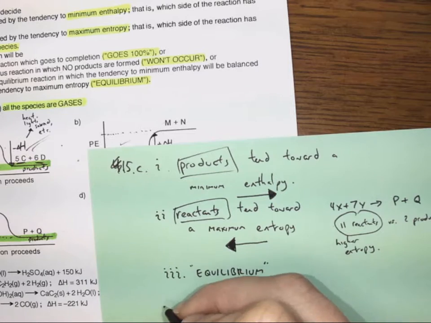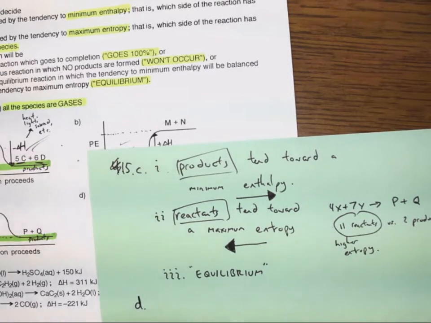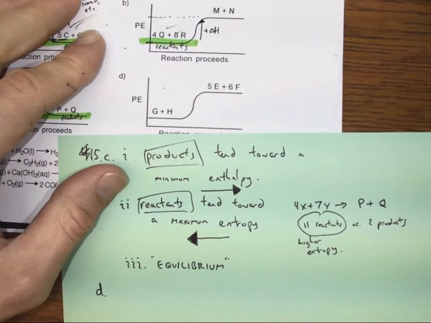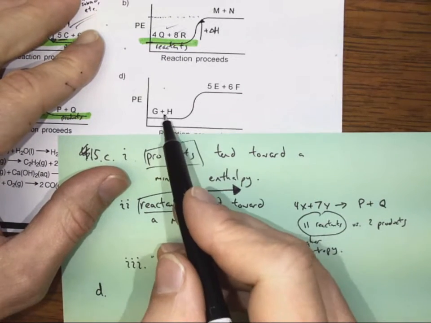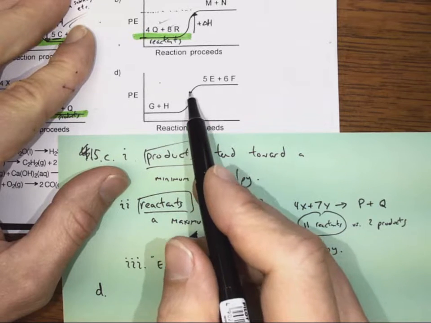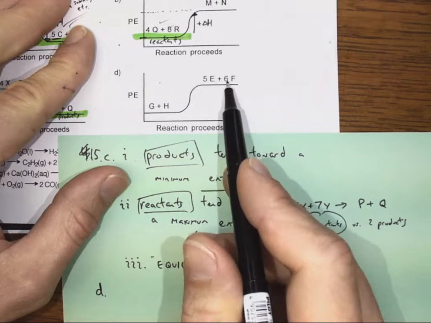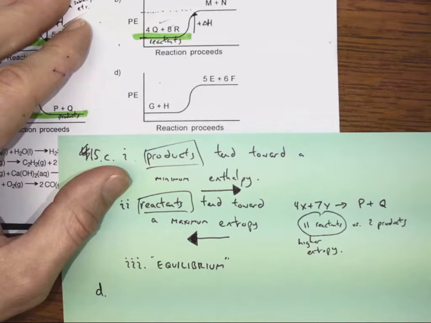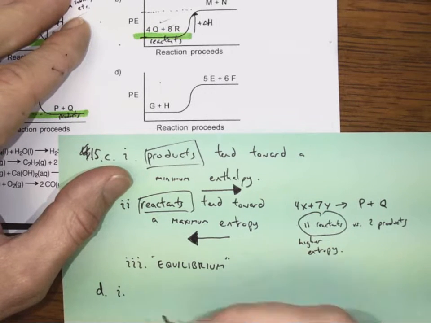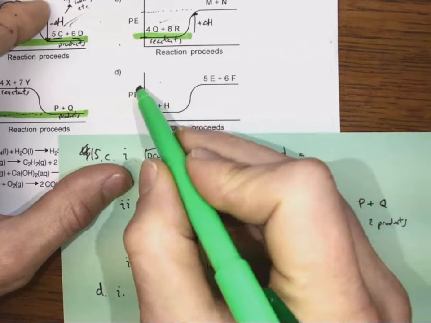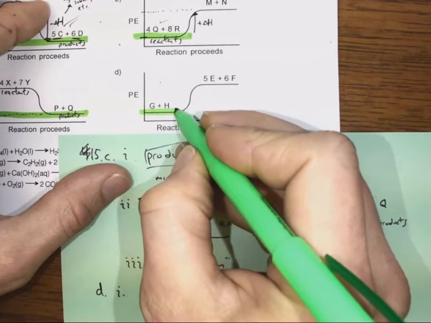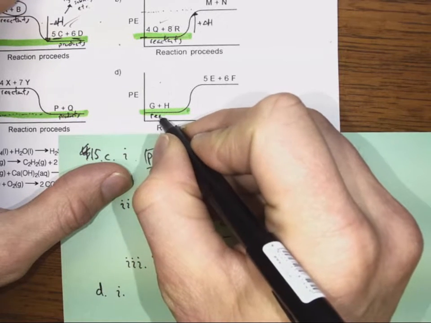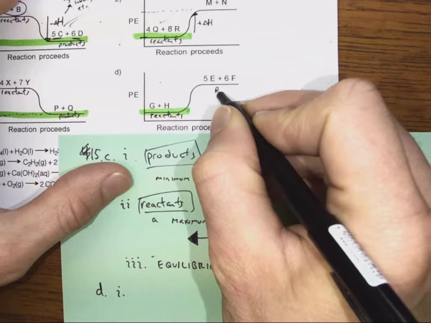All right, so let's move on to question D. Question D says, okay, we've got this G and H molecule, and when they combine, they suck up some energy from the system, and then they store that energy in all these E and F molecules. That's what that reaction says. So first I'm going to look at my minimum enthalpy. I'll look at my two enthalpies here, and I see the lower one here. That's the minimum enthalpy. These are my reactants. These are my products.